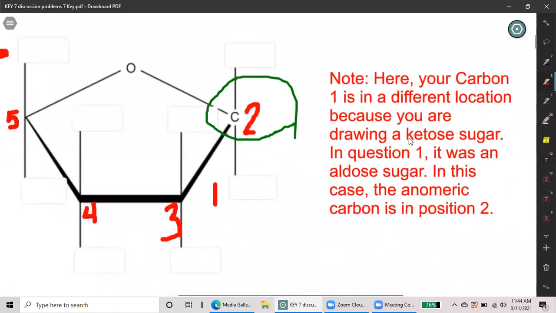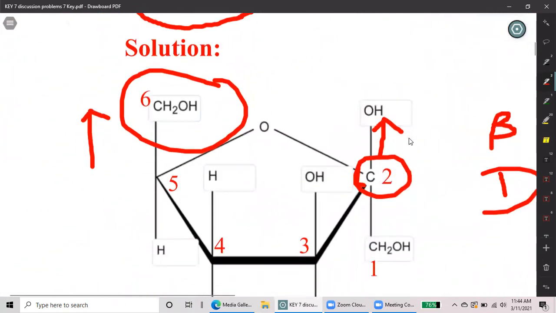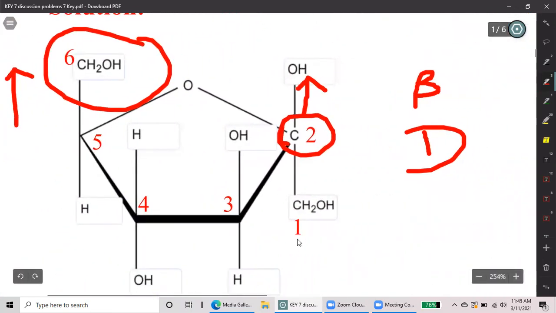Okay, and then something else that we have to notice, I'll show you down here. Our carbon number 1 moved. Look at this carbon number 1. It's now in this location. So be very careful when drawing these structures when you have a ketone, okay, instead of an aldehyde. So your carbon number 1 is over here. Your carbon number 2 is now in this position. 3, 4, 5, and 6. So all the other carbons are in the same position, but carbon number 1 and 2 are a little bit different. So just practice drawing this over and over again, and you'll be fine.